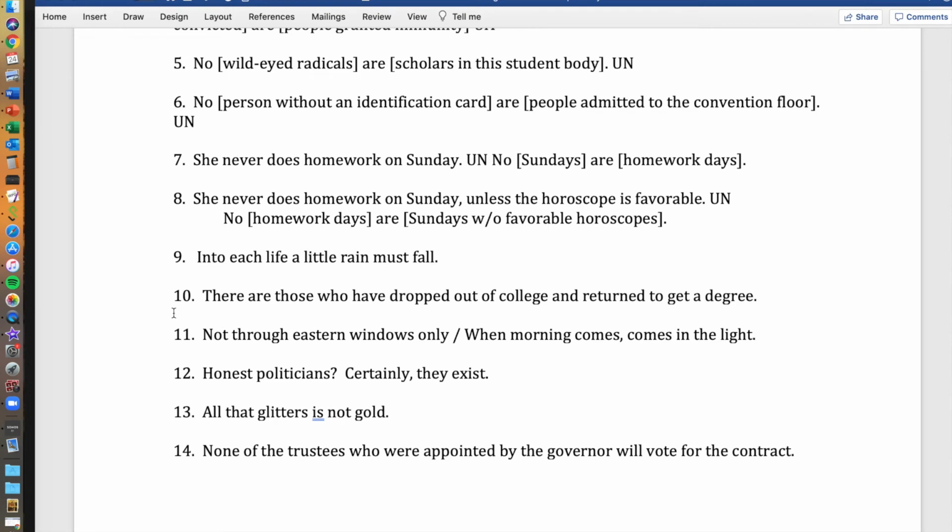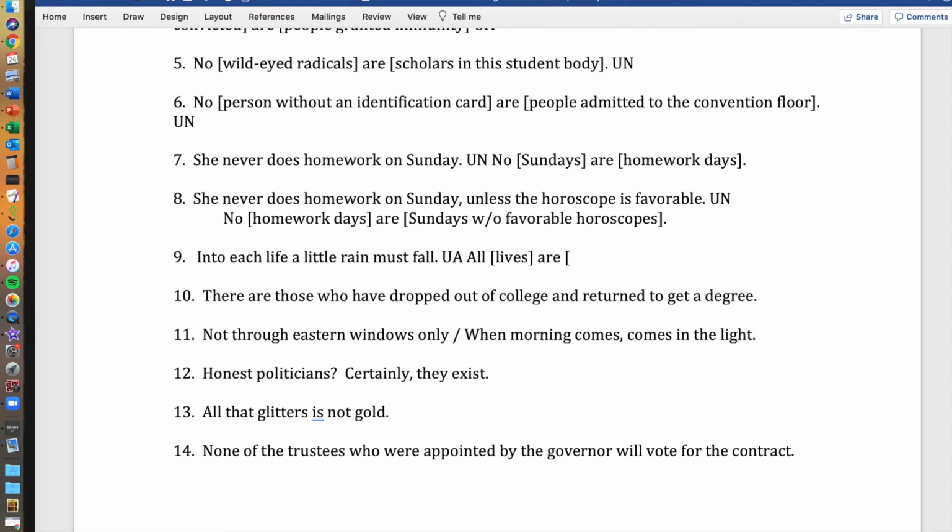Number 9. Into each life, a little rain must fall. So there's a couple of really good clues here. We look at the beginning of the natural language sentence, into each. Into tells you this statement affirms a class inclusion, and each tells you it's universal. So those good clues at the beginning identify the statement as a universal affirmative, and we would translate this as, all lives are, and again, throw in a noun.